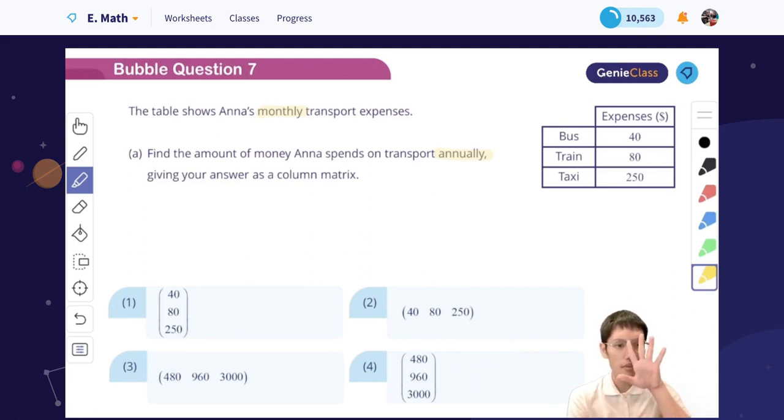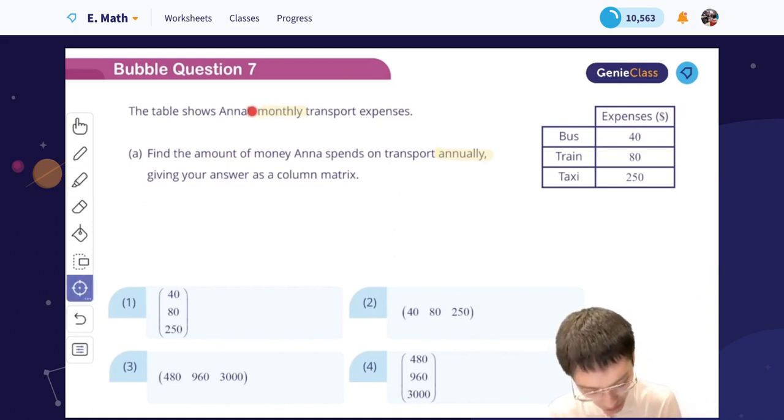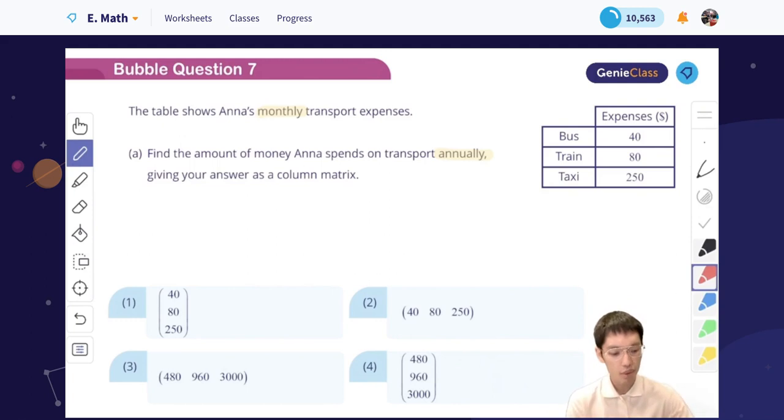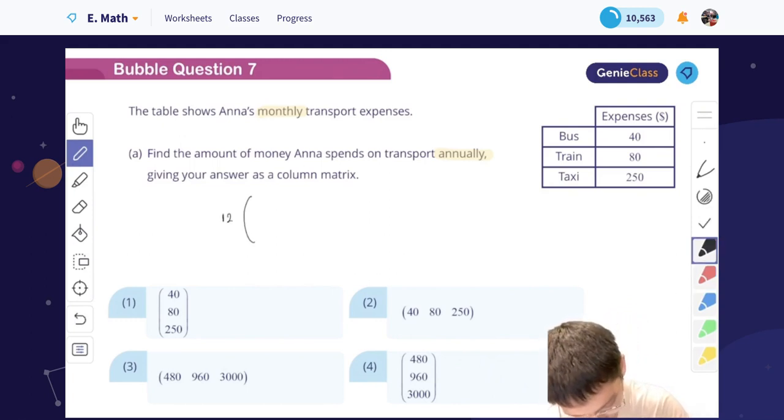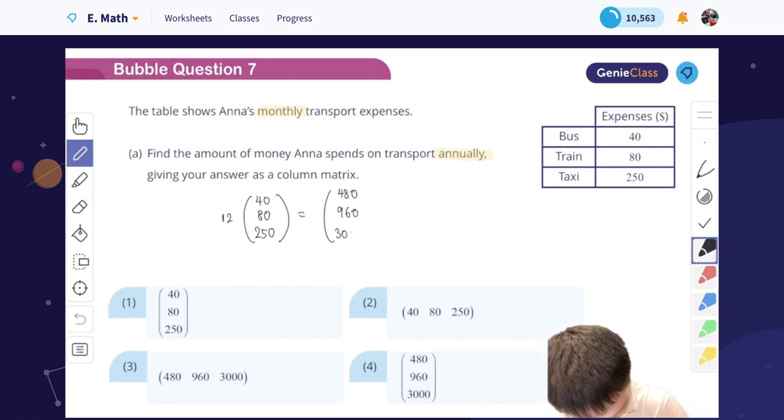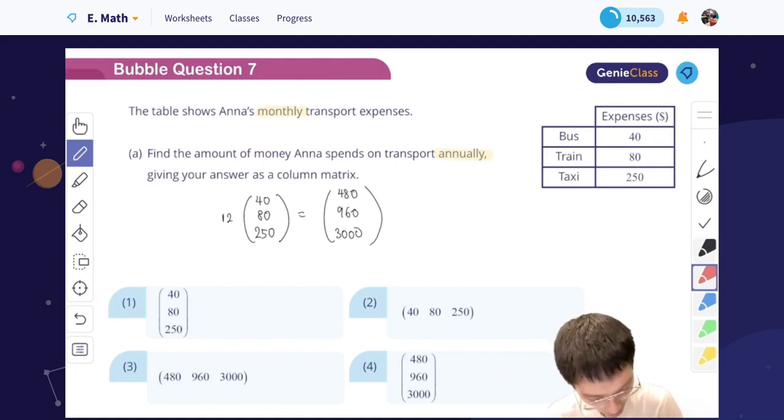Counting down last 5, 4, 3, 2, 1. Time's up. Okay, some of you just want to copy the column matrix, but take note, this is not so simple as copying. It's a little deviation. The table shows monthly. They want annually. 1 year has 12 months. So we need to multiply by 12 to the answer in number 1. That is why my answer is 4 instead of 1. Alright, take note.